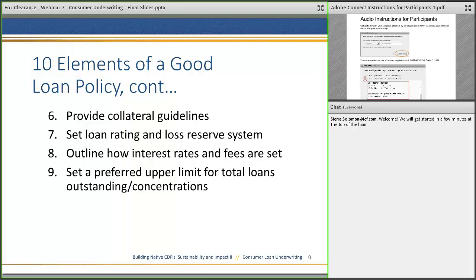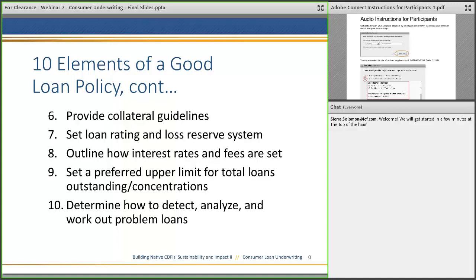And then again, like some of our other sections, are there any exceptions to these exposure limits or these concentration limits? And if exceptions are going to be allowed, how do those get approved, or who has the authority to approve them?